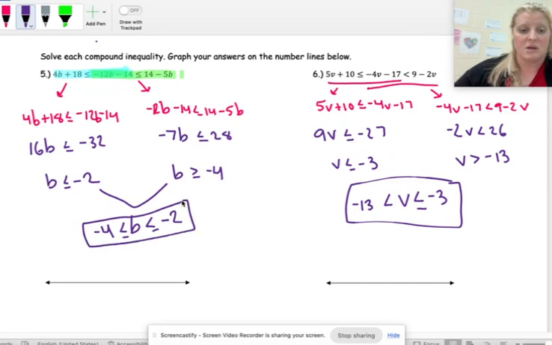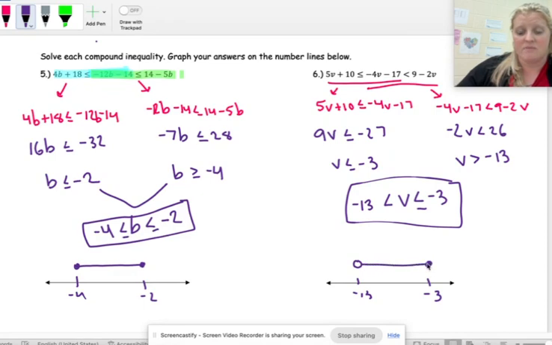Okay, so you've cleaned those up, and we're just going to graph it real quick. So it looks like we have 2 solid dots. We have an open dot and a solid dot. And ands always stay together. So we're just going to connect them just like that.